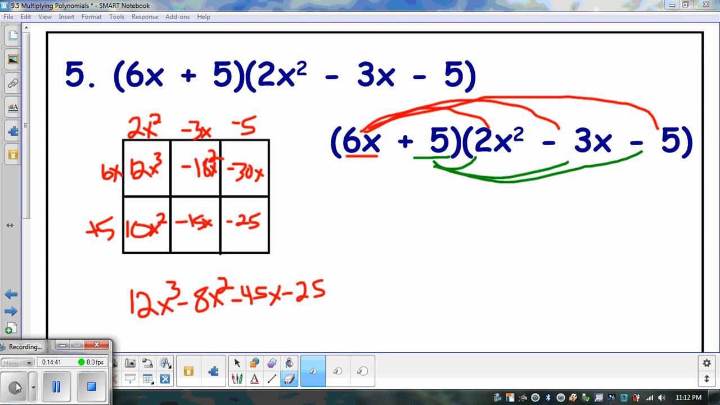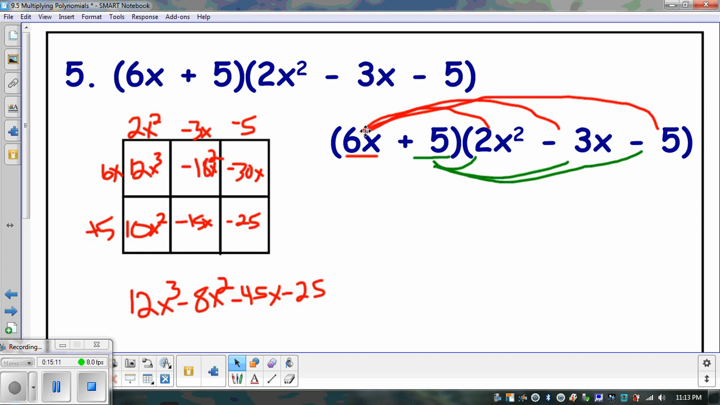So how did you do with this one? Were you able to come up with 12x cubed minus 8x squared minus 45x minus 25? If not, take a moment if you used the box method and see if all 6 of your terms inside the squares are correct. Watch your signs as well. You'll notice over here for distribution, I didn't show any of my work. Here's what I would love to show you, another way to organize your work.